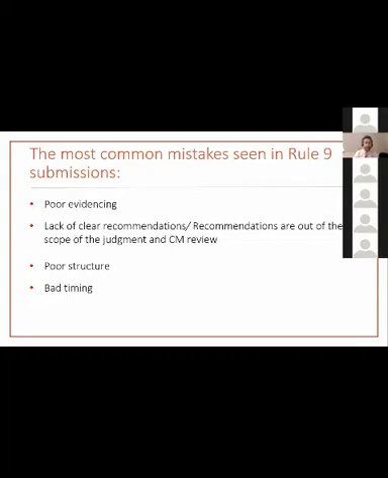And in the example that we'll deal with today, there'll be a good case of that. Structure is also really important. Nikos also mentioned that it's really key just to have a clear heading for each of the main points that you want to make, again, to make ease of reading. Bad timing, this is something that my colleague Agnes will discuss a little bit more.